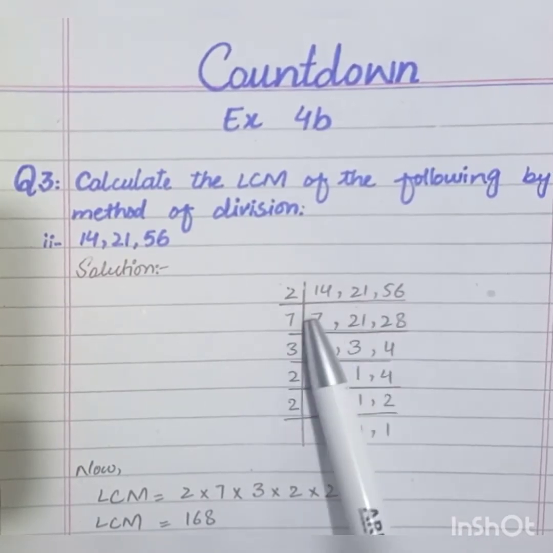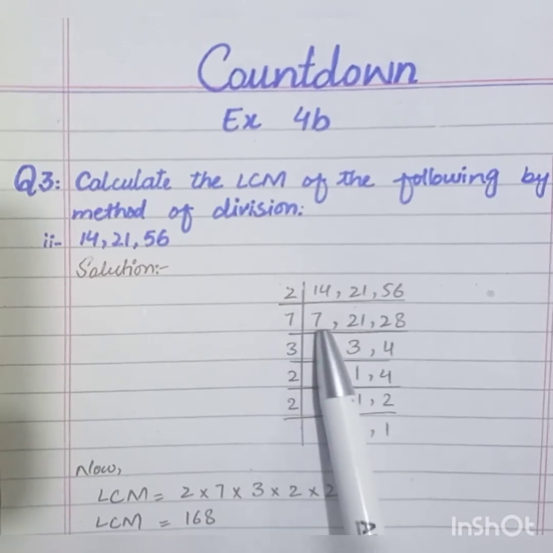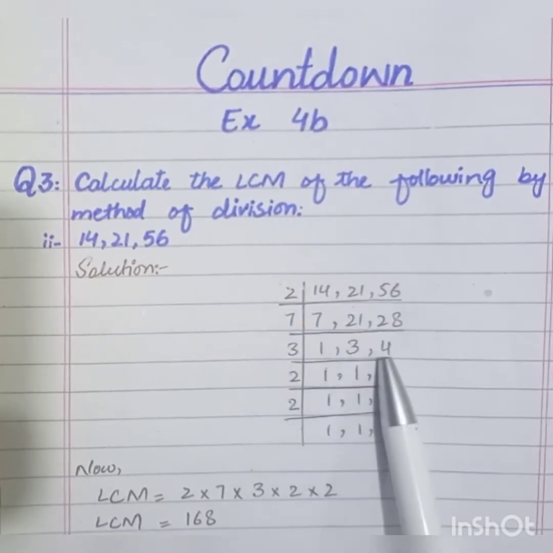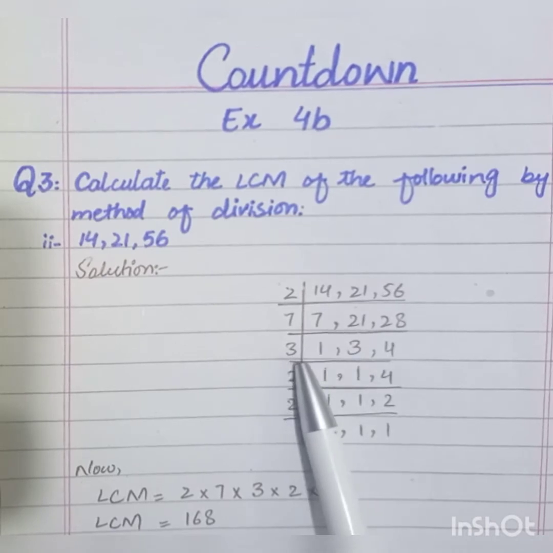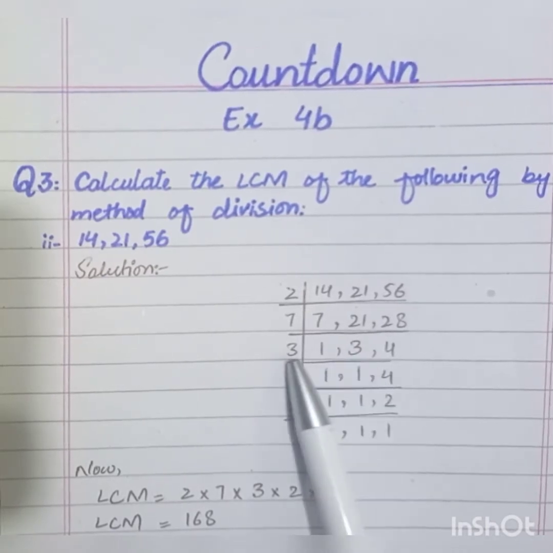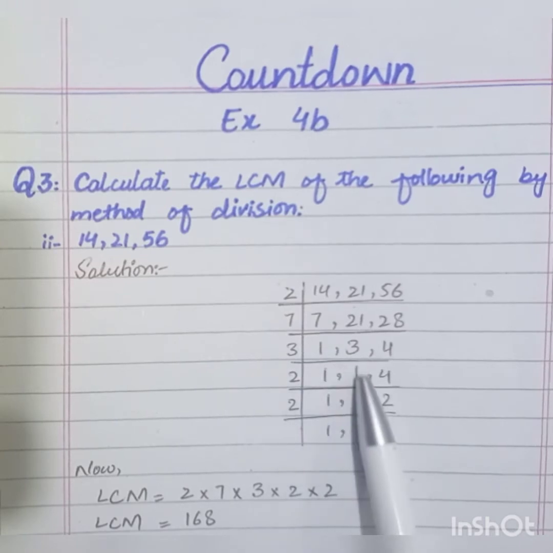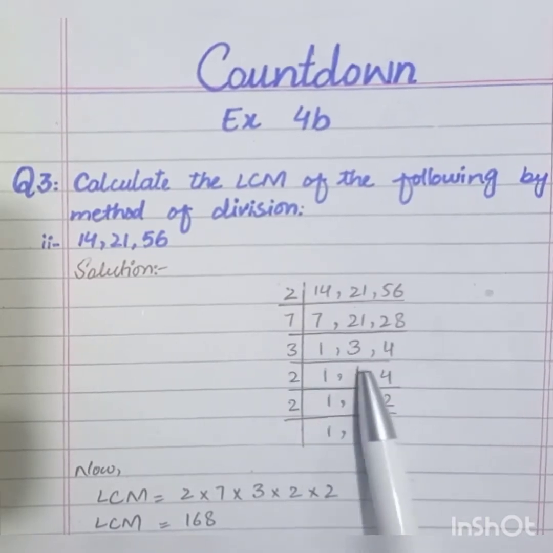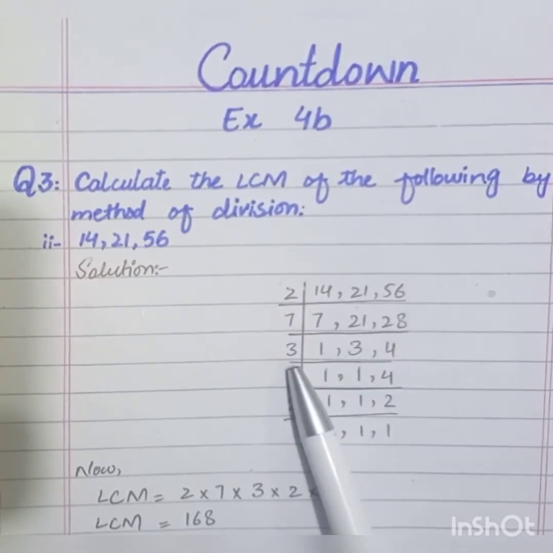Now these numbers can be divisible by 7. So 7 ones are 7, 7 threes are 21 and 7 fours are 28. Now we can see that the number 3 is divisible by itself. So 1 will be as it is and 3 ones are 3, 4 will be as it is because 4 can't be divisible by 3.